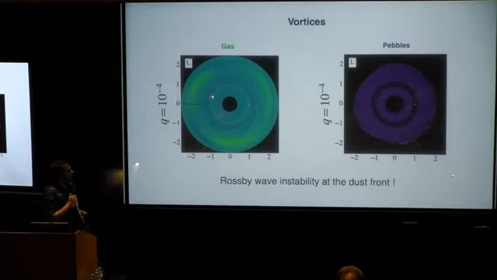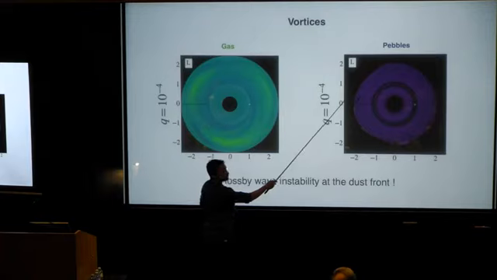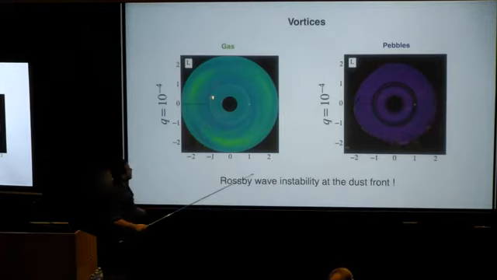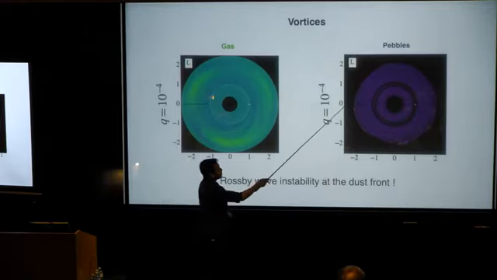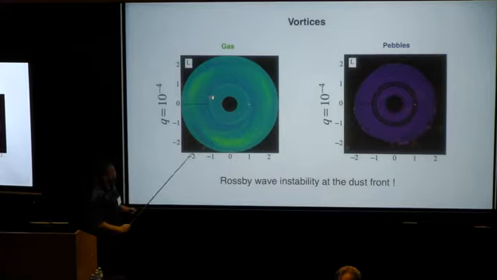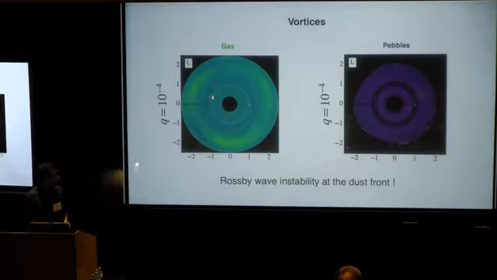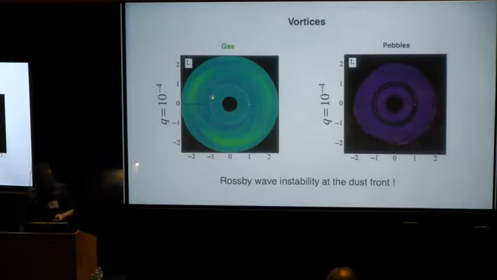Okay. Another thing that we see in these models is Rossby wave instability at the dust front. As the dust is drifting inwards, there is a discontinuity between having dust and not having dust. The back reaction then on this side will be quite strong, and here it will not. So that leads to a discontinuity in the flow, and as we know, this is very prone to Rossby wave instabilities. As we see here, there are three vortices forming in this calculation.